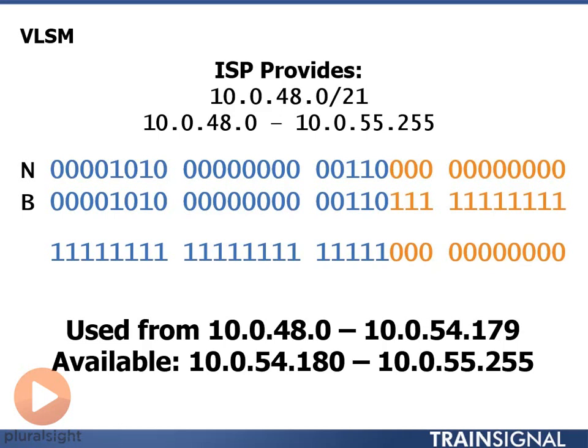But when we divided it up equally amongst all 13 networks, we only got 126 hosts per network. Now, when we use variable length subnet masking, we actually were able to use that same IP space and assign IP addresses to every single host in our network, meet our host requirements as well, and not go over what our ISP gave us. So VLSM is extremely efficient when assigning addresses to networks.